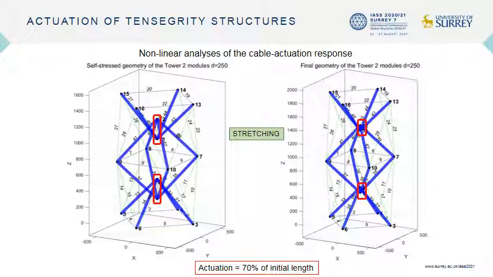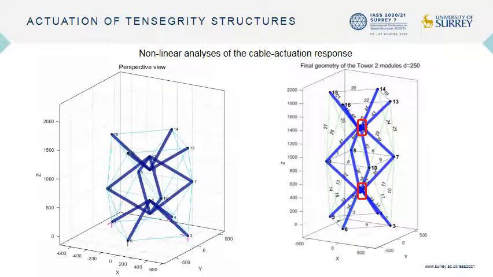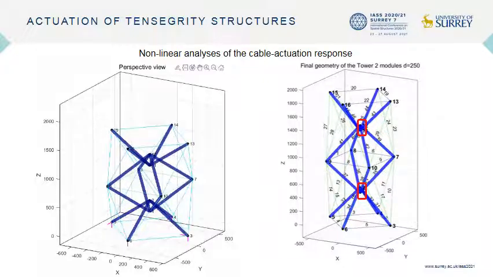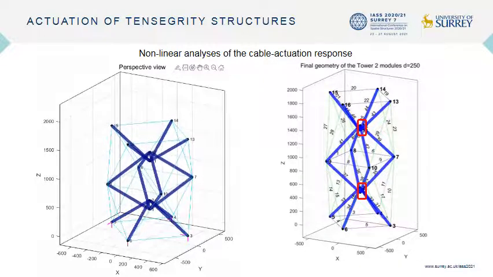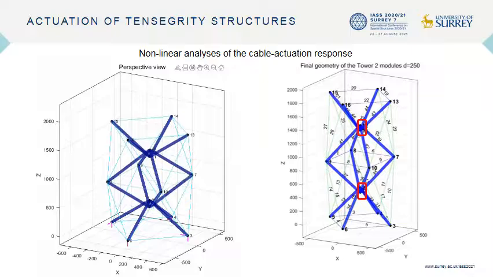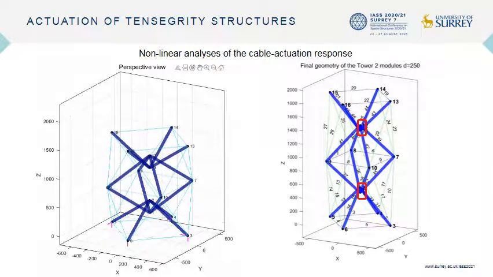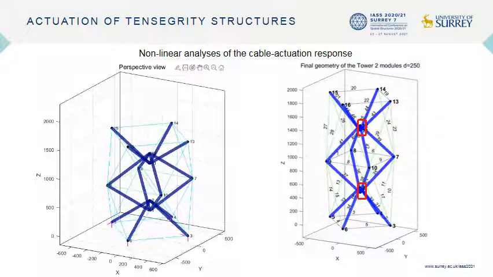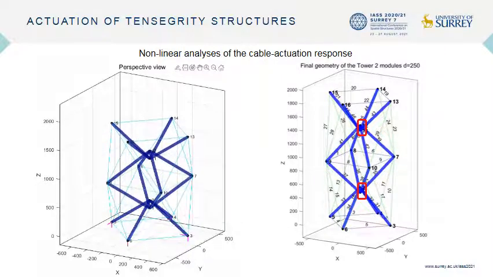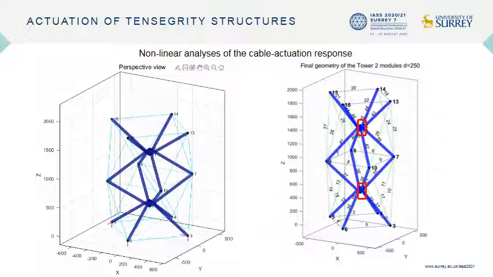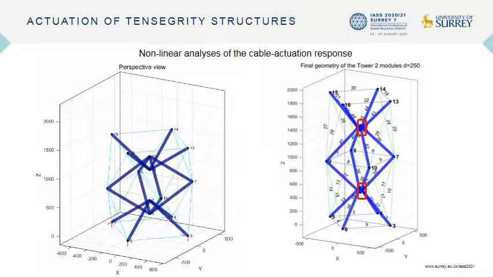For example, by actuating the vertical cables by 70% of their initial length and by considering diagonal cables as passive elements, it is possible to obtain a stretched configuration of the tower. However, for complex tensegrity towers there can be several groups, and the number of possible combinations increases with them. Thus, a key problem is to find an efficient strategy for predicting the qualitative response of the structure and for preliminarily evaluating the best choice of active and passive cables, without performing complex nonlinear analysis.